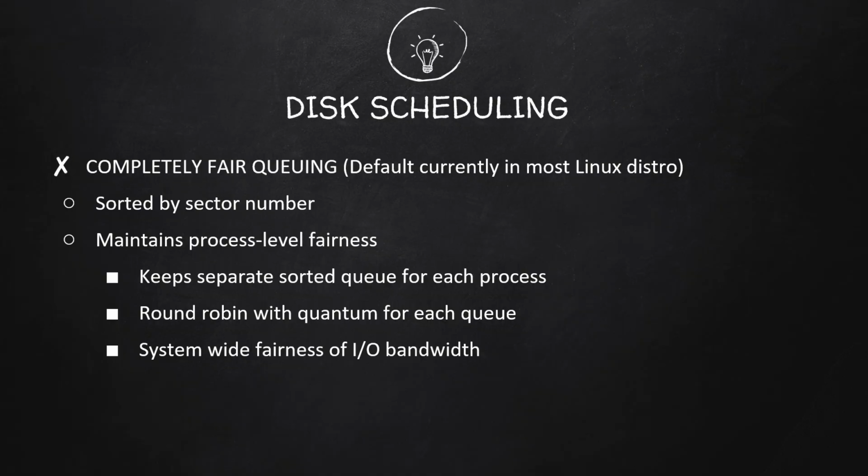Completely fair queuing is the default currently in most Linux distros. It is sorted by sector number in the disk. It maintains process-level fairness. How does it implement this? It keeps a separate sorted queue for each process, with round robin and a quantum for each queue. It enforces system-wide fairness of I/O bandwidth.